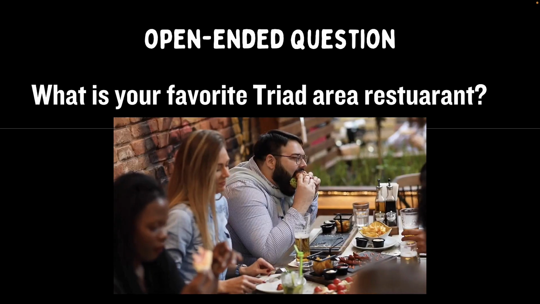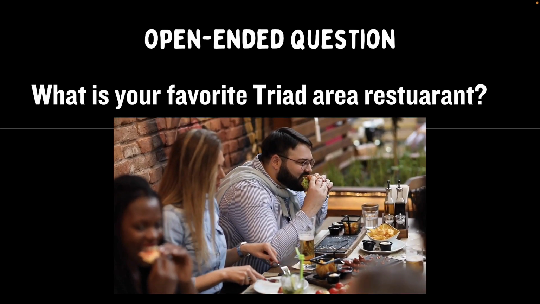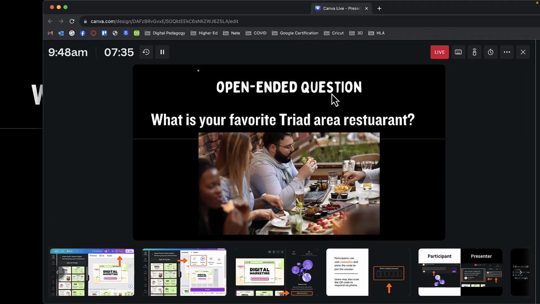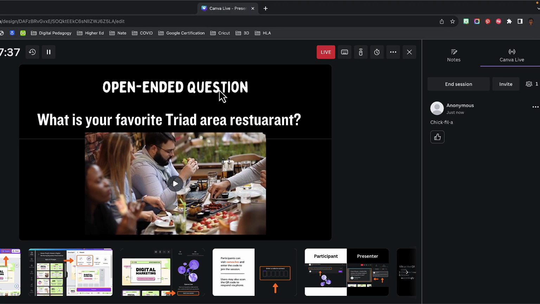So as the instructor, I'm going to slide this other screen over. This is the presenter view. You can see here that Anonymous has said that Chick-fil-A is their answer. On my phone, I'm going to co-sign that by agreeing. So if someone said Green Valley Restaurant, and then 10 other students said, oh, I love that restaurant too, and they all click the thumbs up, then you know that a lot of other people also agree with that.